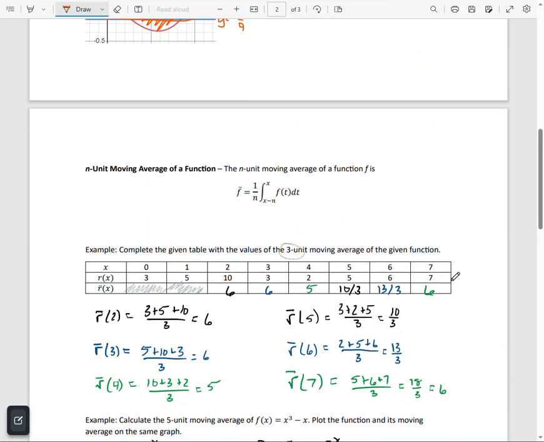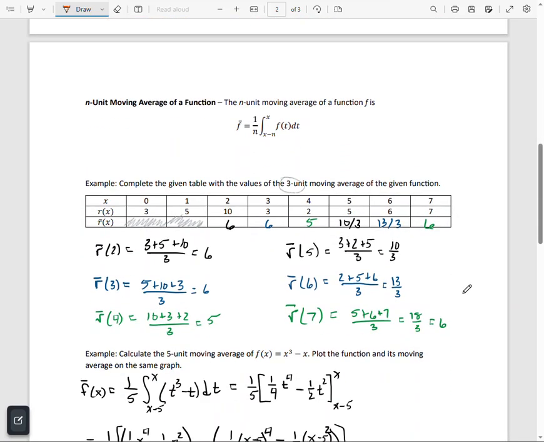All right. So we also have a moving average. As times change, we want to know if the stock market is going up, going down, what's happening with it. So the n-unit moving average of a function f is f bar equals 1 over n, the integral from x minus n to x of f of t dt.